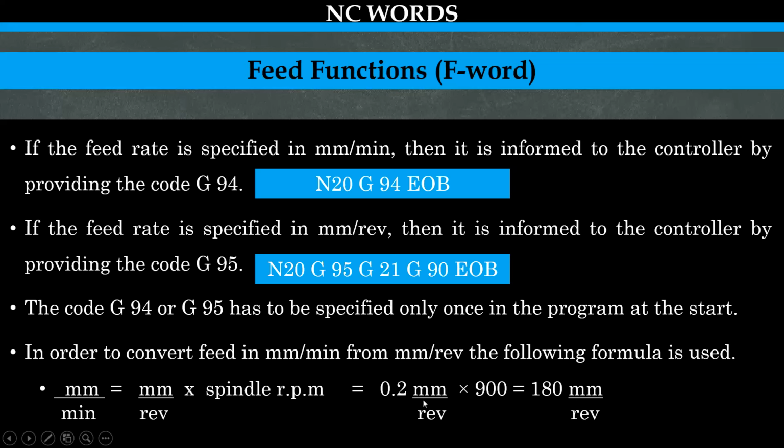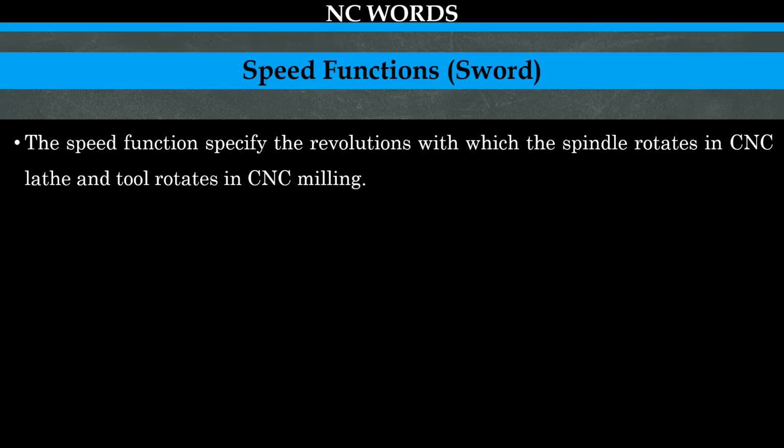Then comes the spindle speed function or S word. The spindle speed function specifies the revolution with which the spindle rotates in a CNC lathe and the tool rotates in CNC milling. It means the speed function in the case of a lathe is for the spindle, whereas the speed function in the case of milling is for the tool.